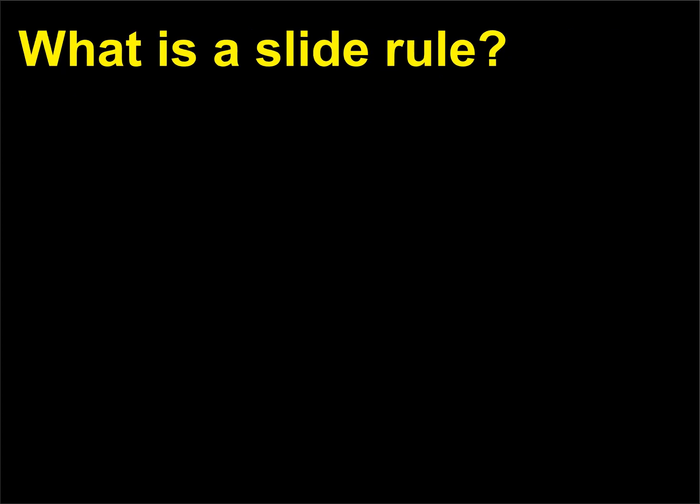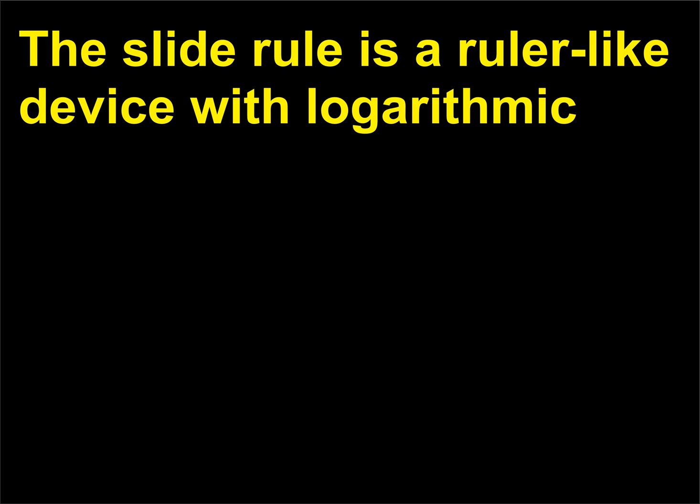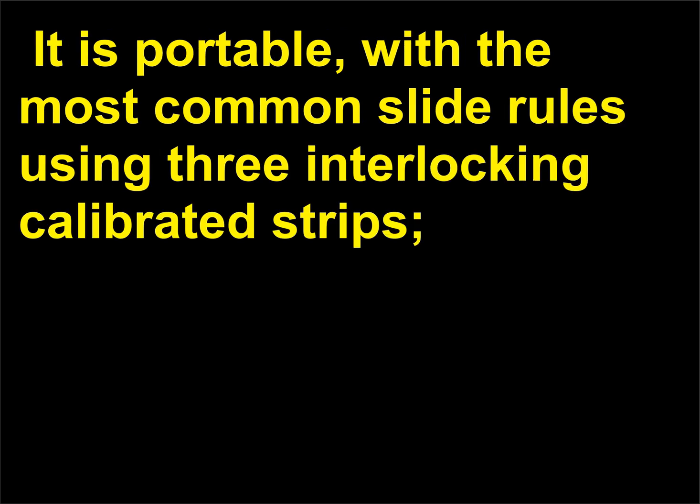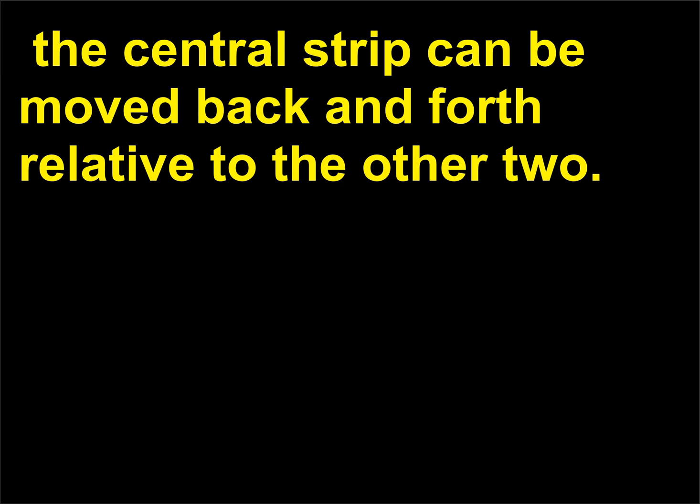What is a slide rule? The slide rule is a ruler-like device with logarithmic scales that allows the user to do mathematical calculations. It is portable, with the most common slide rules using 3 interlocking calibrated strips. The central strip can be moved back and forth relative to the other two.